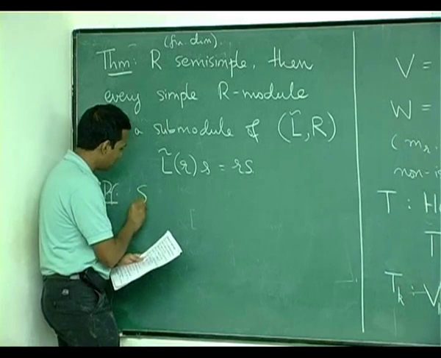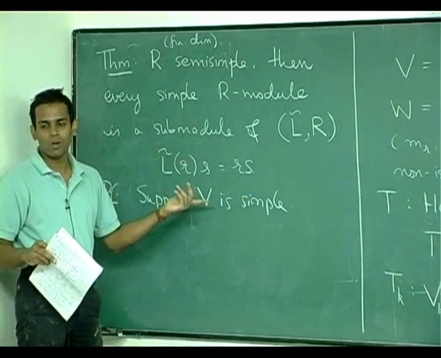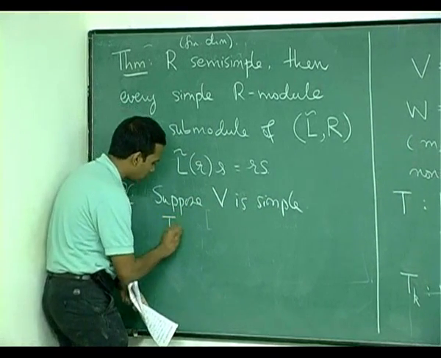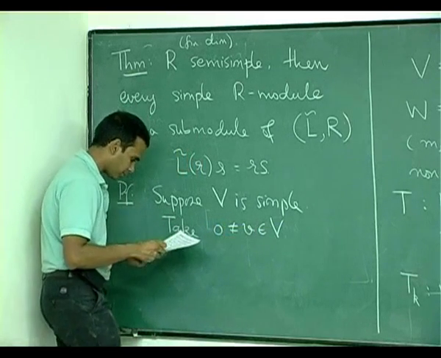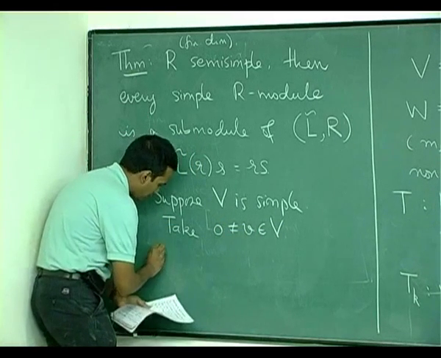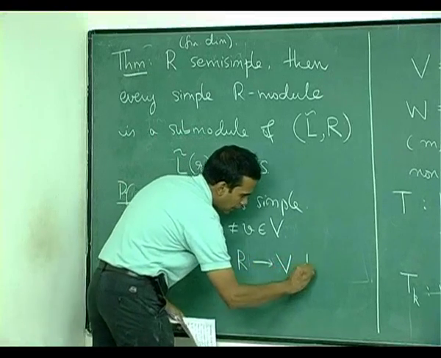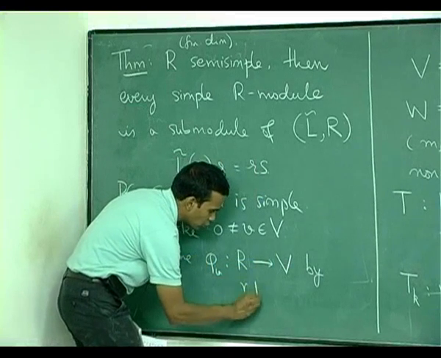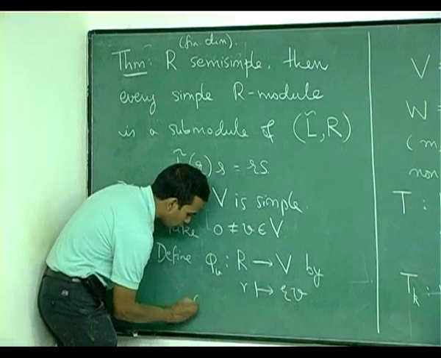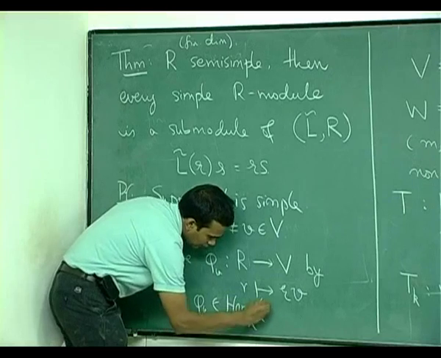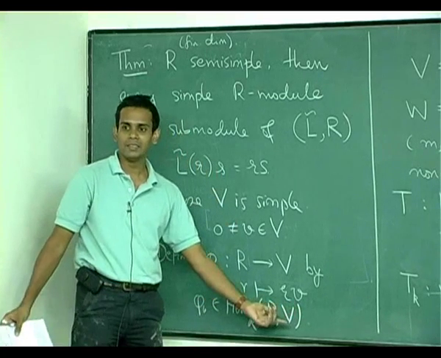So suppose V is simple. When I say simple, I mean that it's a non-zero module, that should be understood. So since it's a non-zero module, take some non-zero element little v in V. Then you can define a homomorphism phi_v from R to V by r goes to r times v. This belongs to Hom_R(R, V). That's easy to check. And so that means that Hom_R(R, V) is non-zero.